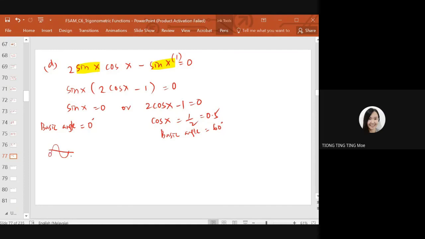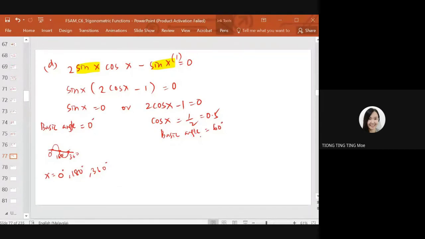So 0, 360, 180. Actually, it will have 3 points of 0 here. x is 0, sine x is y, y is 0 here. So the angle for x here will be 0, 180, and 360. This one is the combination for the graph. This is the special case.